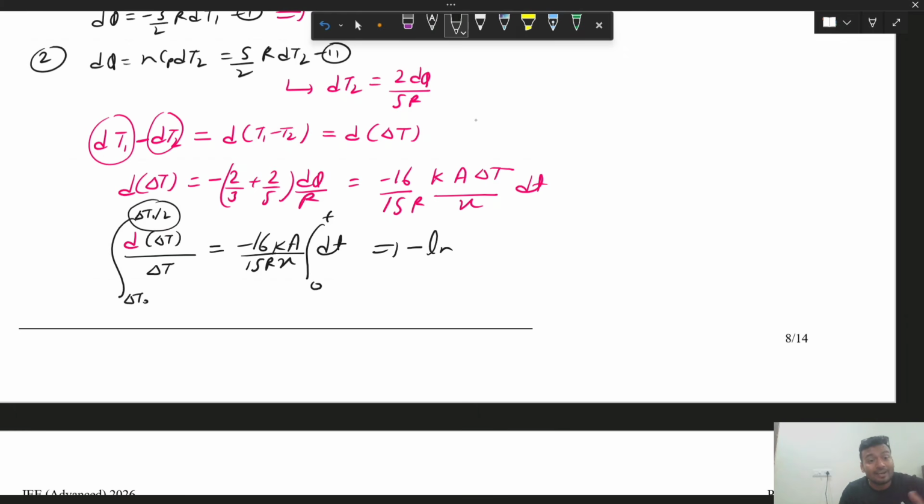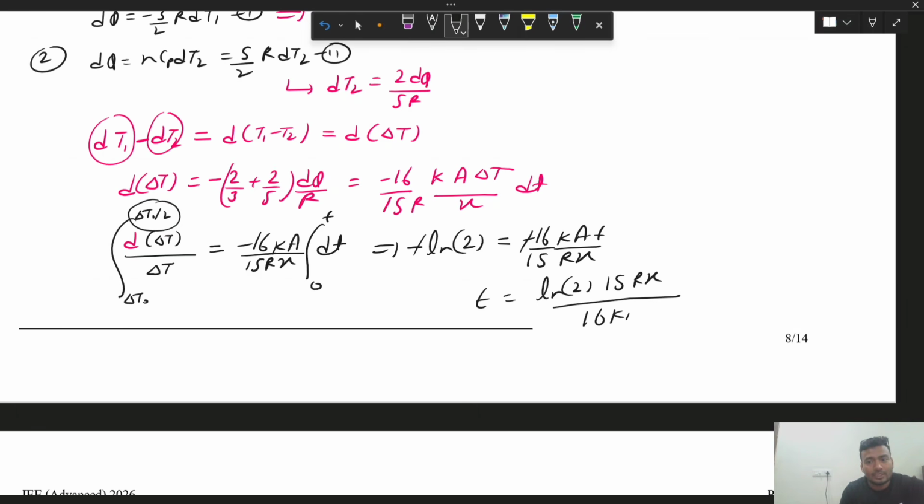So delta t naught divided by delta t naught by 2, so this will become ln 2 negative, right? Minus 16 by 15 KAT by Rx. So minus minus cancelled. Now T ka value is ln 2 into 15 Rx by 16 Ka. Now that value, if you calculate, I'm not calculating it here, it will be coming as 0.66 seconds.